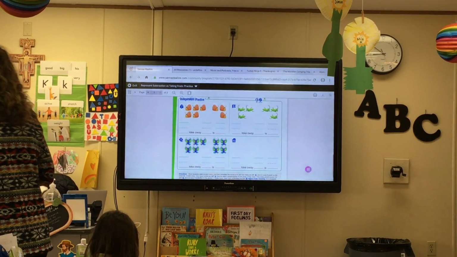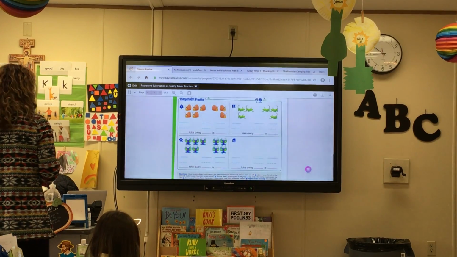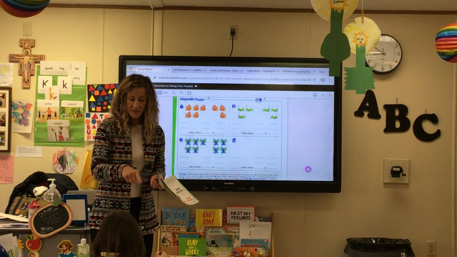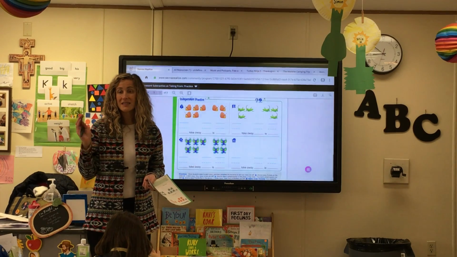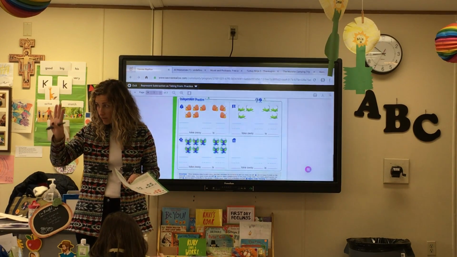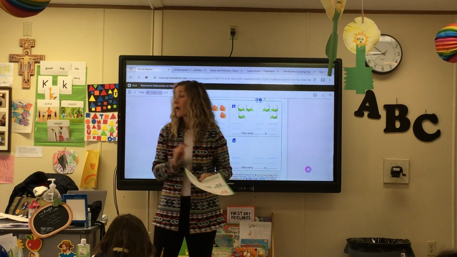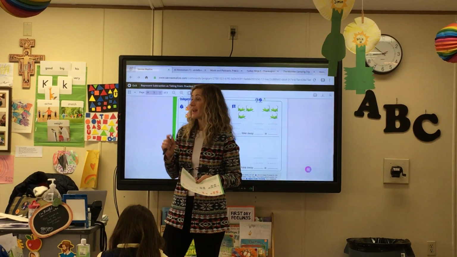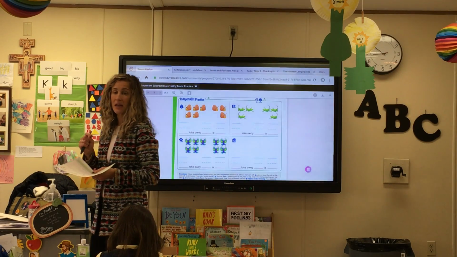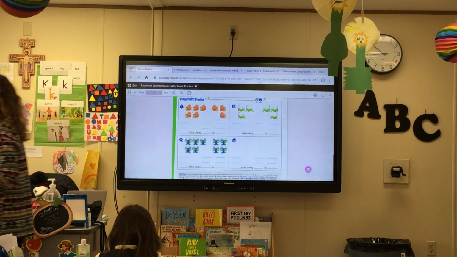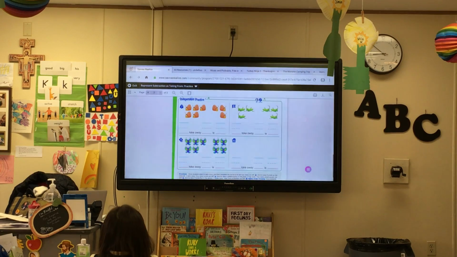All right, so write that in your sentence. We have 7. And then you're going to take away how many? 4. So write that in your sentence at the bottom. 7 take away 4. And then write how many are left. How many did you not cross off, right? So write that in there for me. So you had 7 inchworms. We got rid of 4 of them. How many are left?